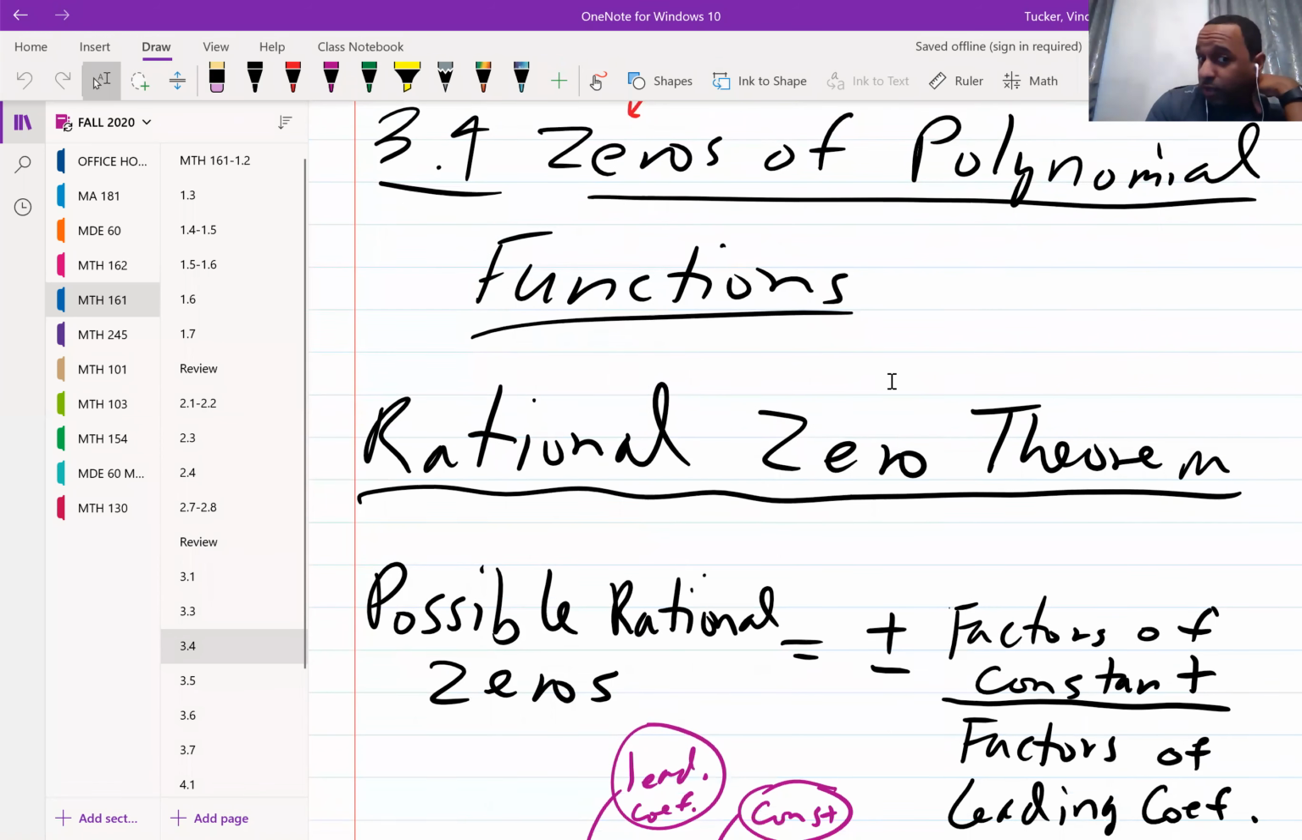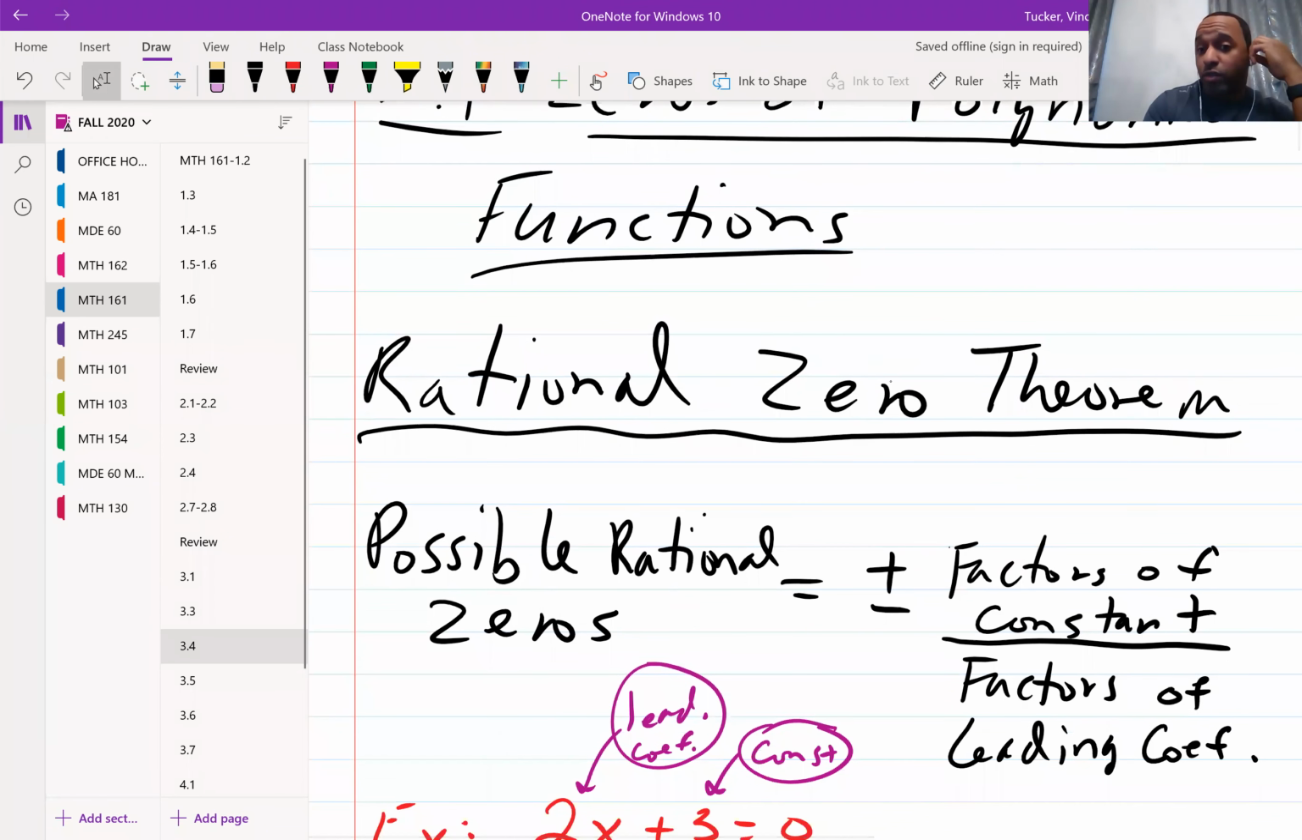All right. So this section starts off with the rational zero theorem, wherein you can find all possible rational zeros by doing plus or minus the factors of the constant over the factors of the leading coefficient.